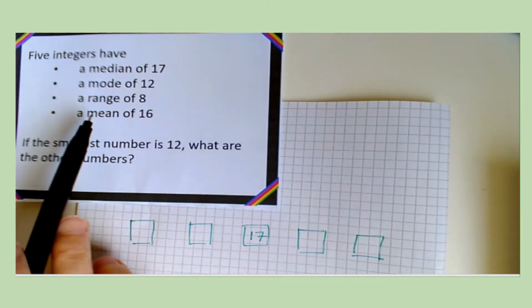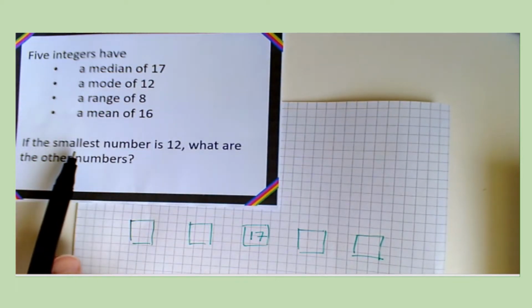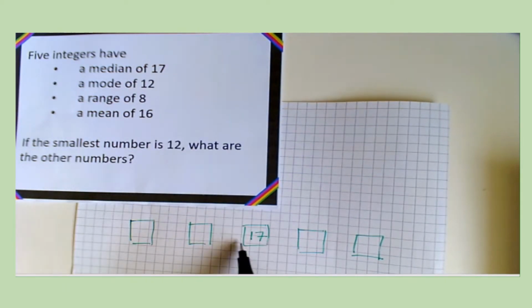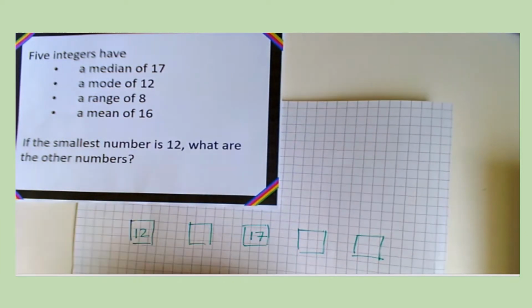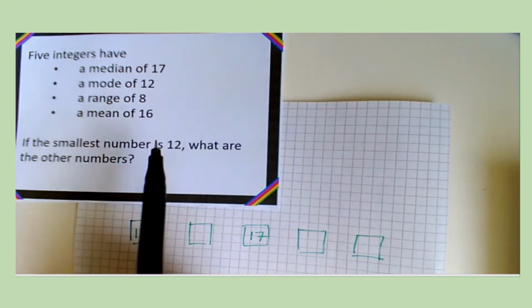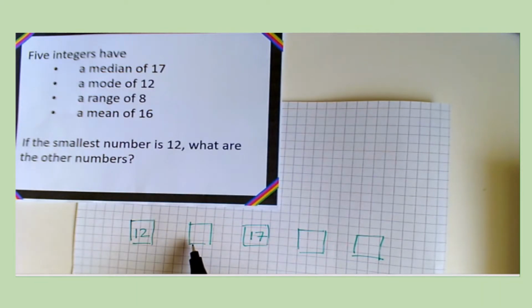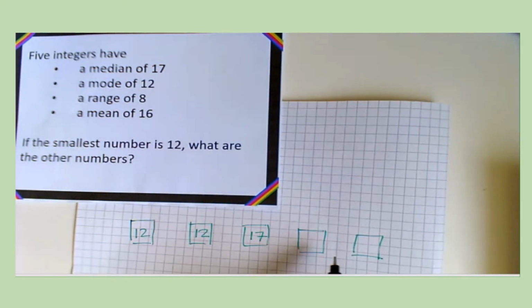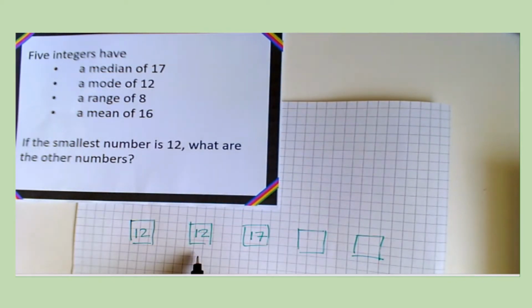The mode is 12, but they've also told me that the smallest number is 12. If I've done these in order, which I would have had to do in order to find my median, I know that my first value is going to be 12. It's also the mode, so it's got to be in the data the most times. So I'm going to put in 12 over here, because if they're in order, there's only 2 spaces left.